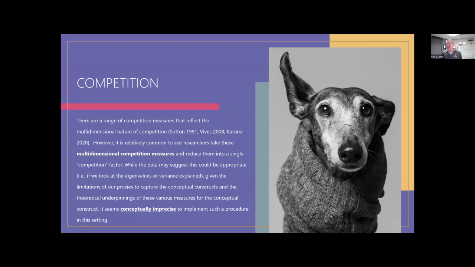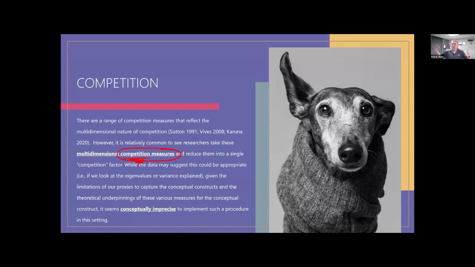It turns out if you do any research in competition, you probably know that there are a lot of different types of competition measures. And what I mean by that is a lot of people try to take things that are different competition measures and boil it down into one element of competition. So think about that for a second.